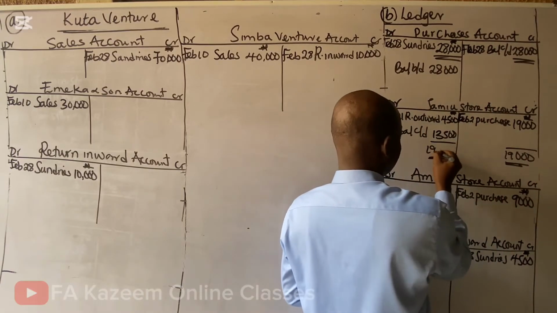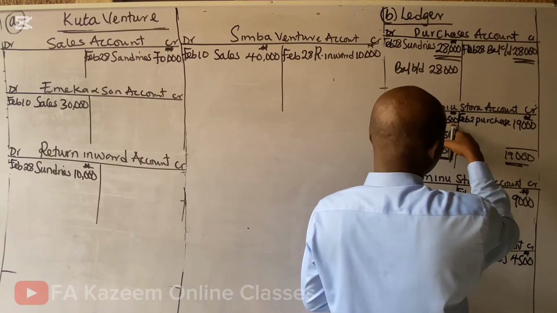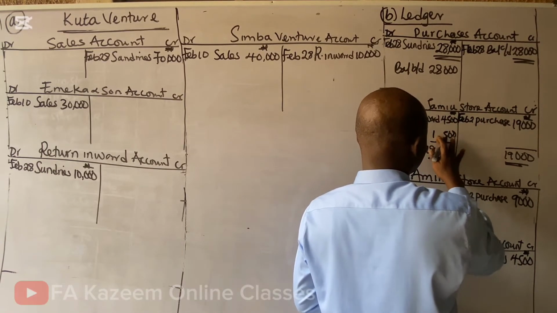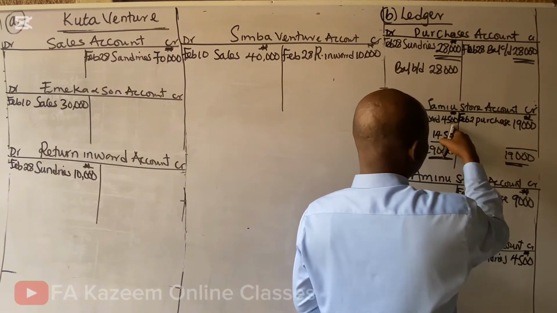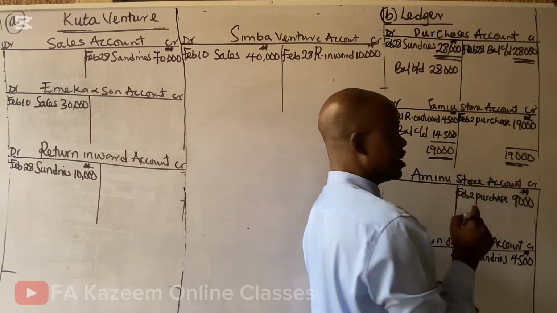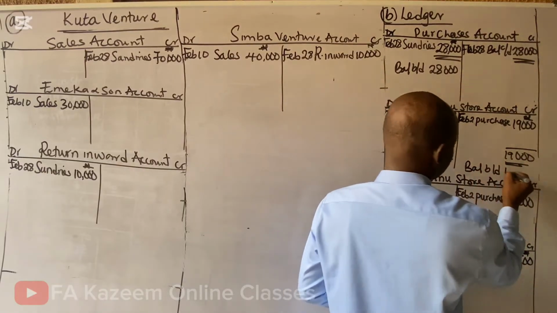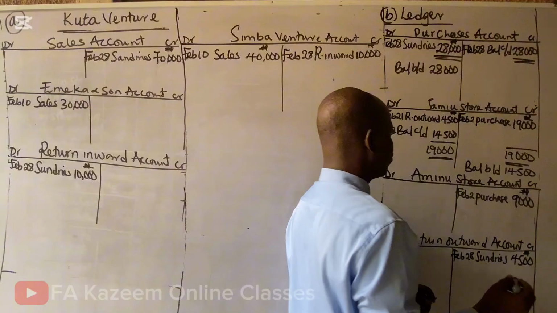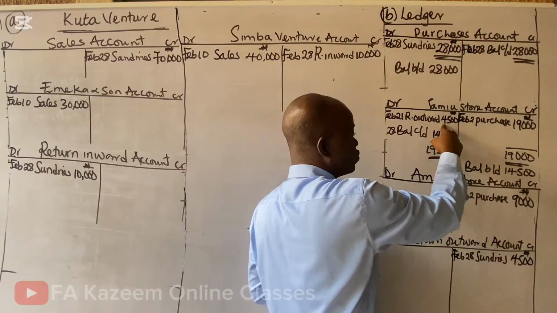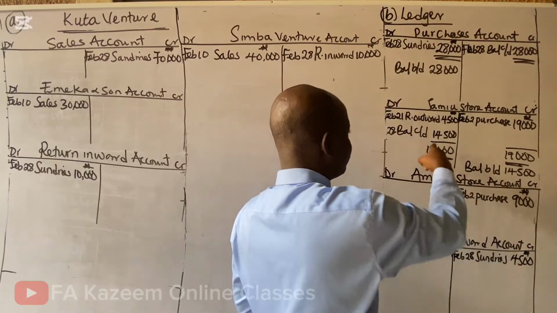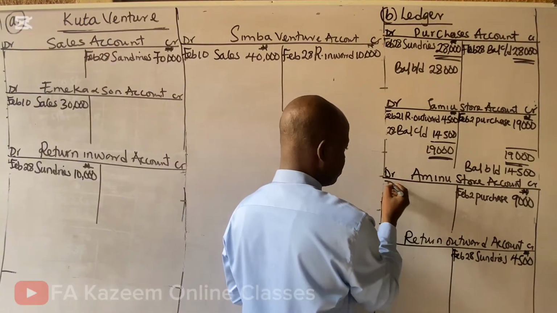This 19,000, 19,000. Let's see. This 13,500 plus 500, that's 14,000. This is 14,500, because 14,500 plus 500 is 15,000 plus 4,000, that's 19,000. This is correct. Now, this is balance brought down, that's 14,500. What this means is this: they bought goods of 19,000 from Jami, they returned goods of 4,500, meaning Kunta Venture is owing Jami 14,500 in the month of February. No amount has been paid out of the money.